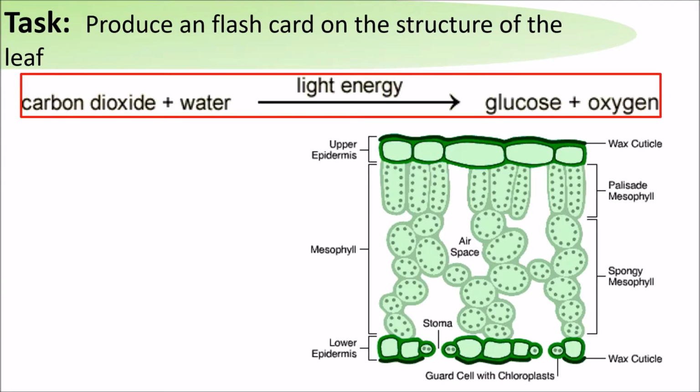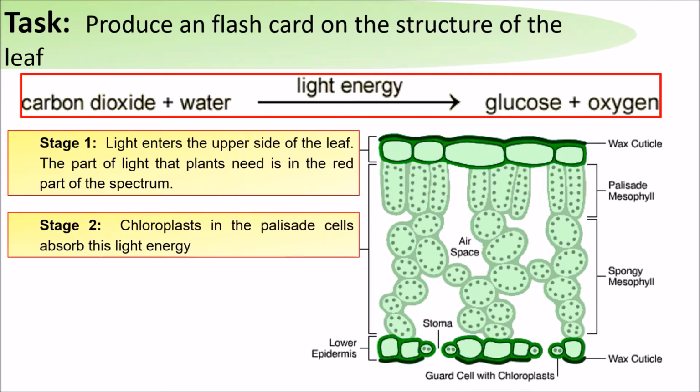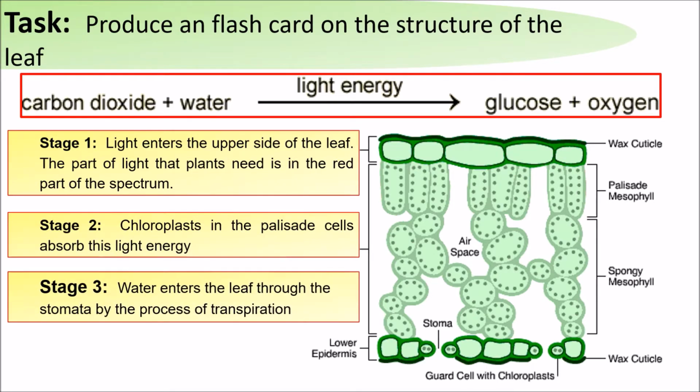Whenever we're talking about the structure of the leaf, or any question about photosynthesis, always keep referring back to the equation: carbon dioxide plus water goes to form glucose plus oxygen. The first stage is that light enters the upper part of the leaf. It's worth noting it needs to be in the red part of the spectrum. Chloroplasts in the palisade cells absorb this light energy. Water enters the leaf through the xylem, through transpiration.